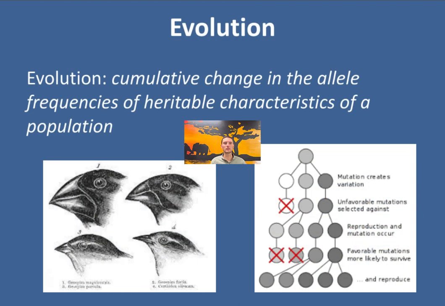The process of evolution is a theory, but a theory in science is one that is supported by a wide range of evidence. And for evolution, there is lots of evidence and examples of species changing over time. And before we get into looking at how we know this actually takes place, it's important to define the process itself. And so evolution is simply the cumulative change in the allele frequencies of a population's heritable characteristics over time.